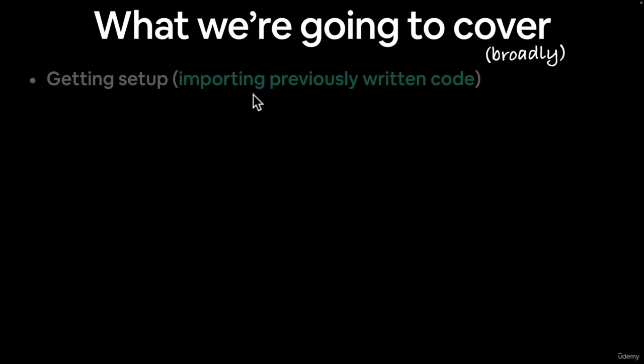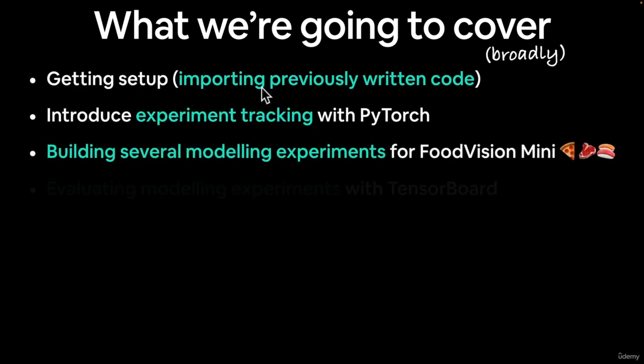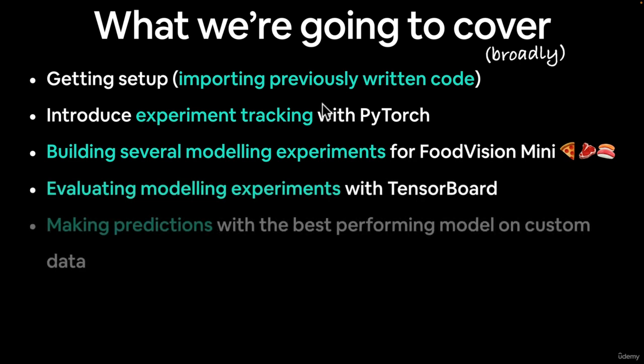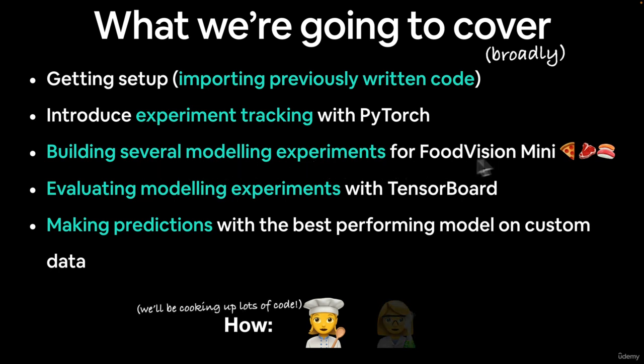And to get a little bit more specific, here's what we're going to cover broadly. We're going to get set up, so importing our previously written code that we've done in last sections. We'll introduce experiment tracking with PyTorch and TensorFlow. We'll build several different modeling experiments for Food Vision Mini. We'll evaluate those modeling experiments with TensorBoard. And of course, we're going to be making predictions with the best performing model on our own custom data.